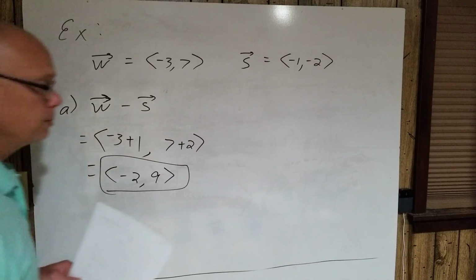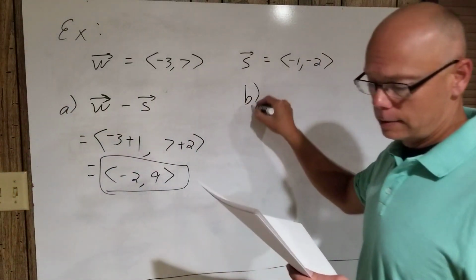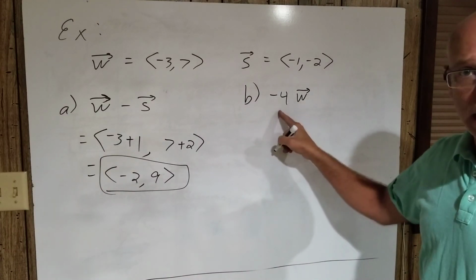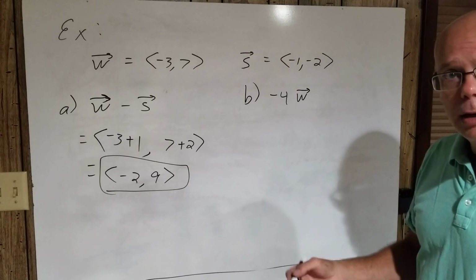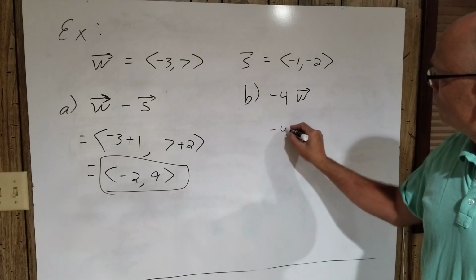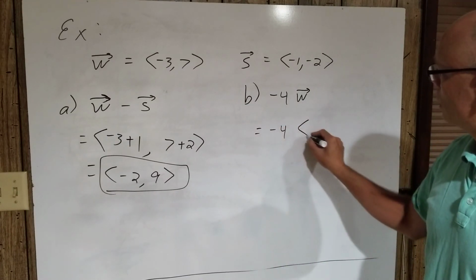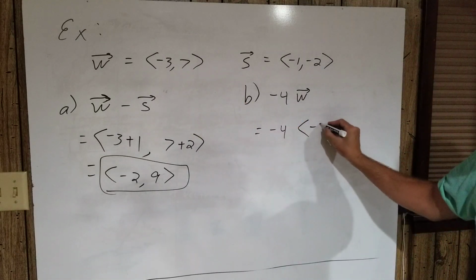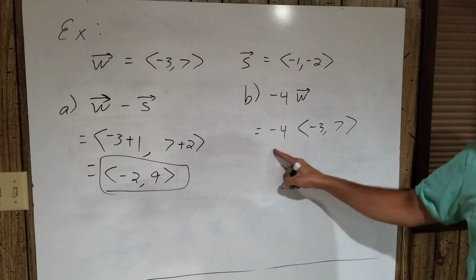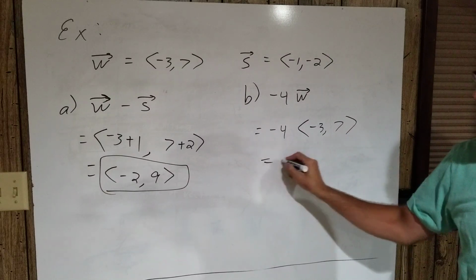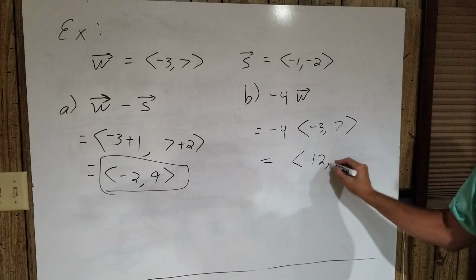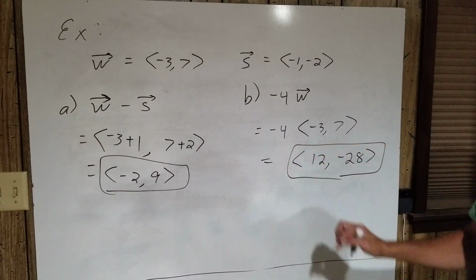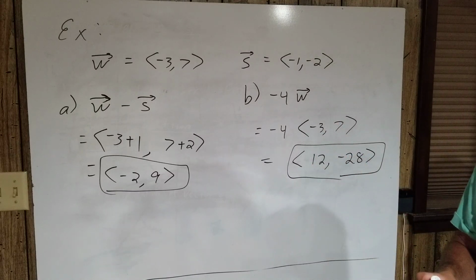How about part B? Part B says let's take -4 times vector W. So I have a scalar multiplied by a vector. How do I do this? Well, it's -4 times the component form of vector W, which is <-3, 7>. So we just distribute the -4 in here. What does that give me? <12, -28>. That's -4 times vector W.